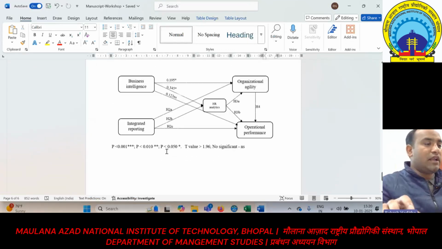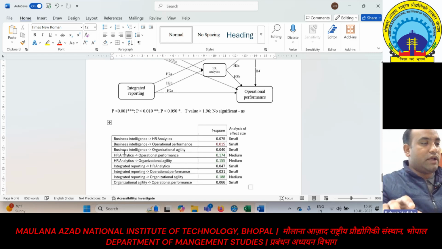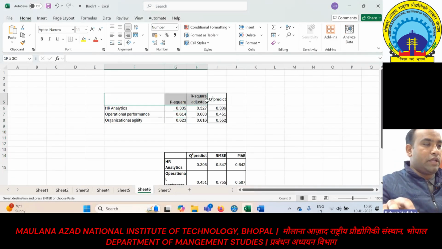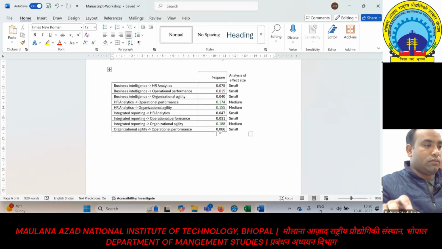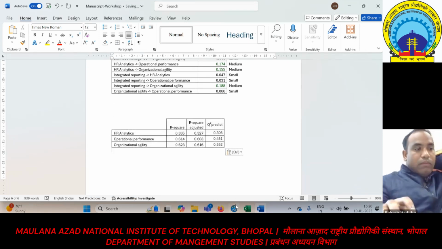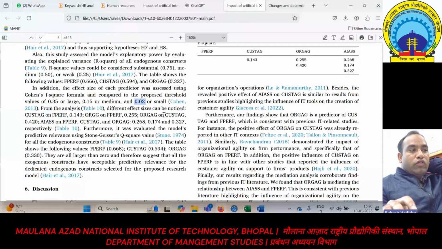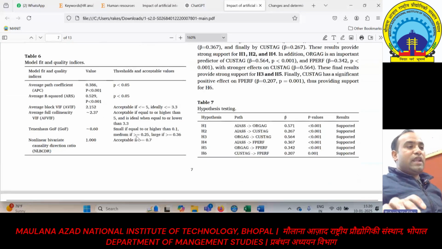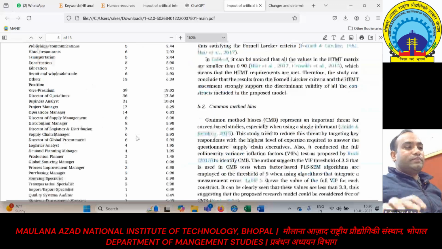Here, after this diagram, you need to insert the F square values, R square and predictive relevance. By taking the base article, we have to interpret the values. According to this study, he got like that. For our study, we have to mention our tables. Up to this, the analysis was completed.